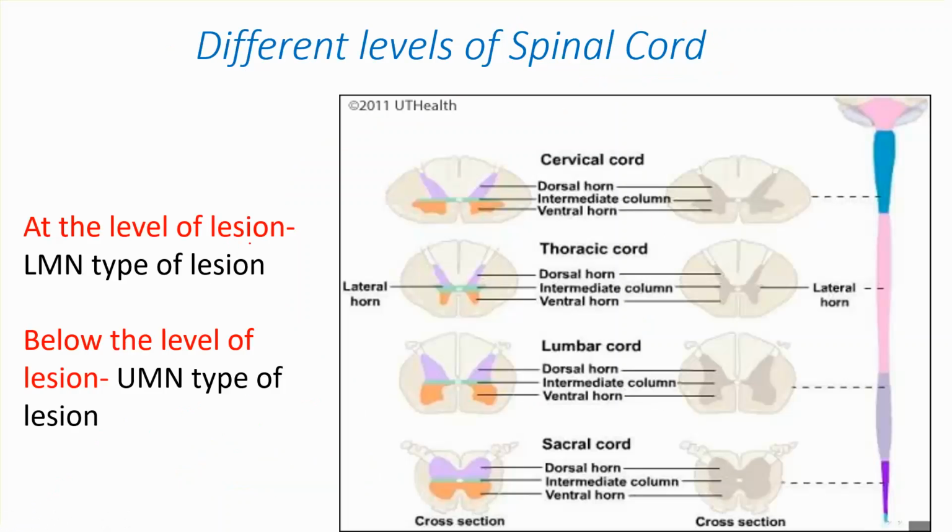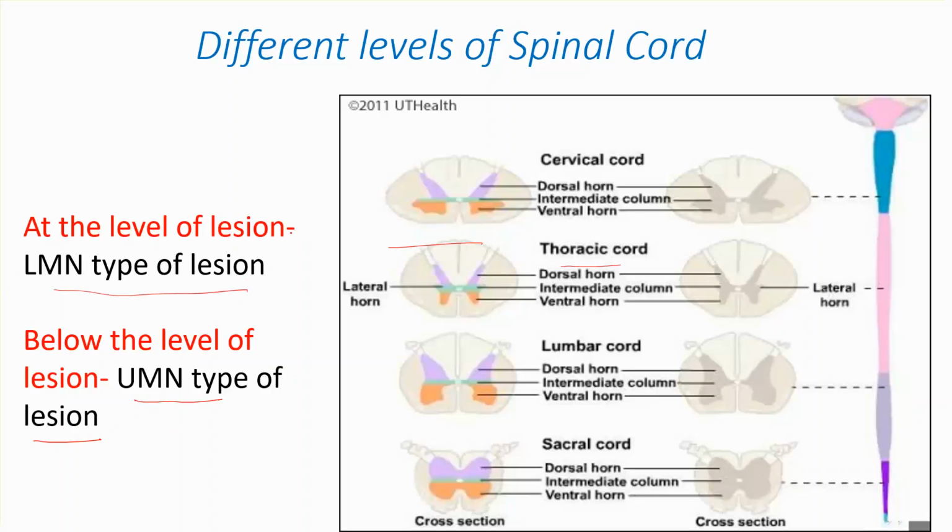Now there are different levels of the spinal cord, and the section of the spinal cord looks different. So if we have a lesion at the thoracic level, for example, then at the level of the lesion it will be a lower motor neuron type of lesion, and below the level of the lesion it would be an upper motor neuron type of lesion. Okay, so what does this mean?